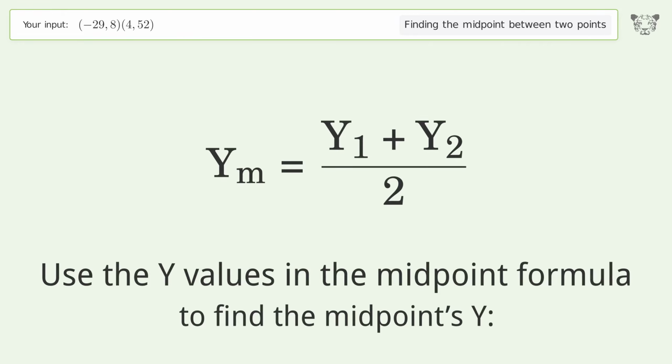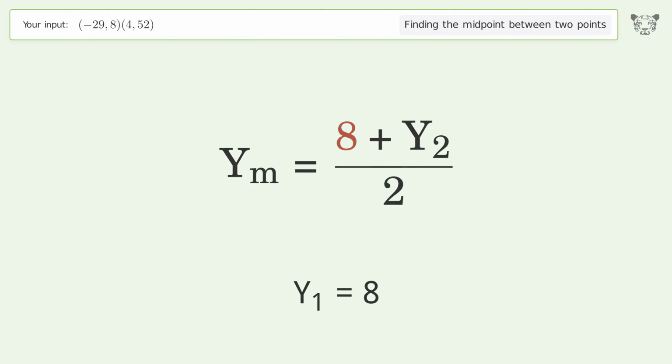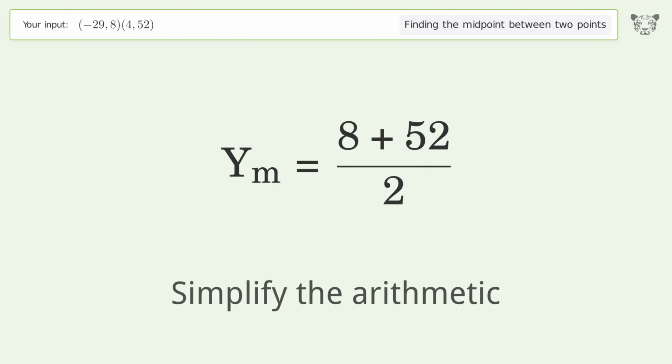Use the y values in the midpoint formula to find the midpoints y. y1 equals 8. y2 equals 52. Simplify the arithmetic.